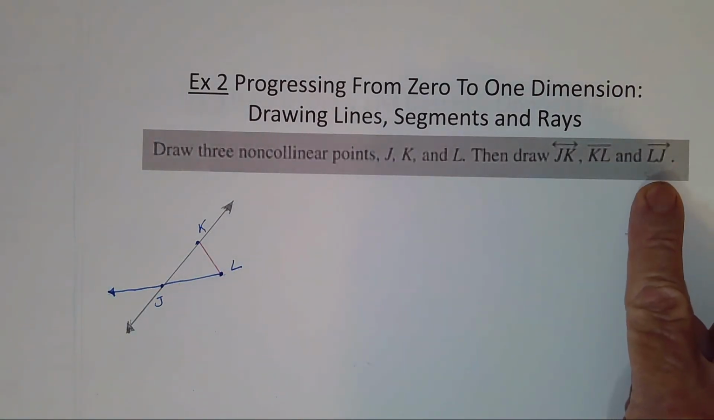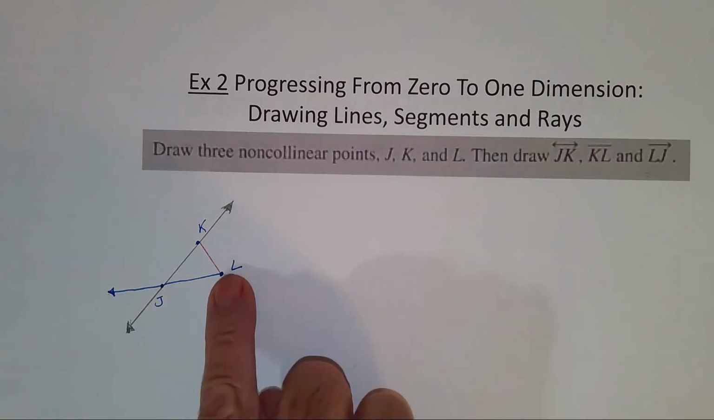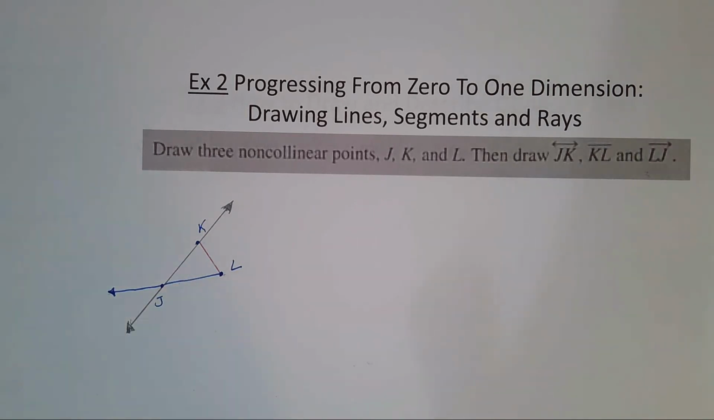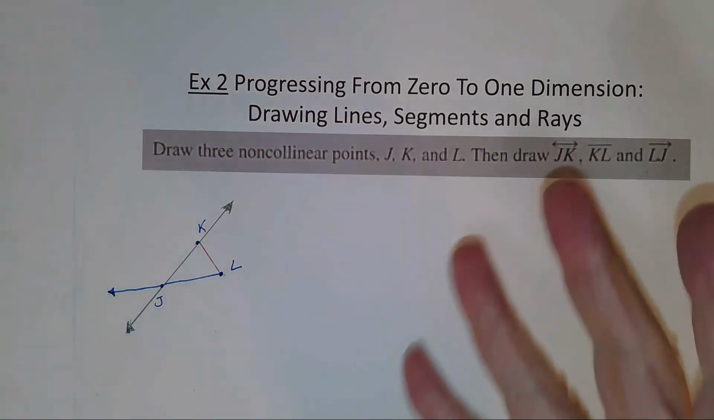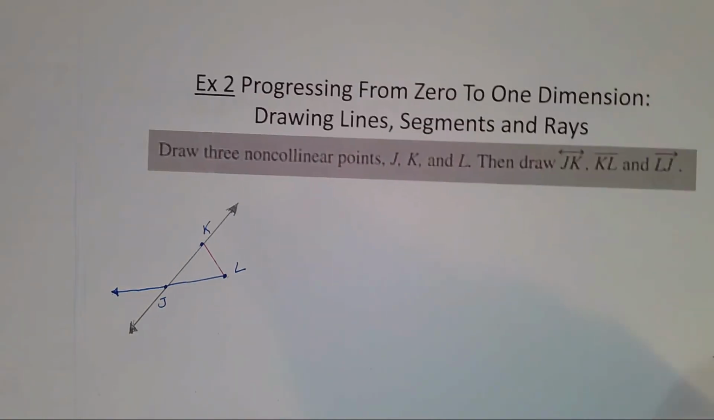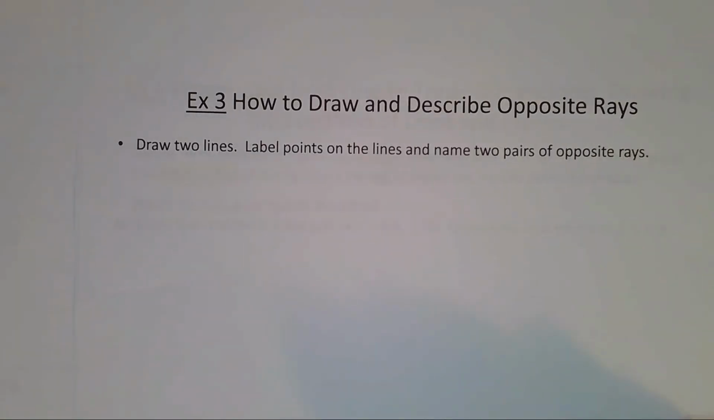LJ, that's a ray, starts at L. Yep, goes this way, all the way through J and out. I did it right. Okay, so this is correct. So that's all we want to do with that. Okay, pretty simple.